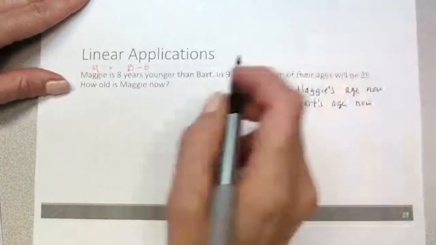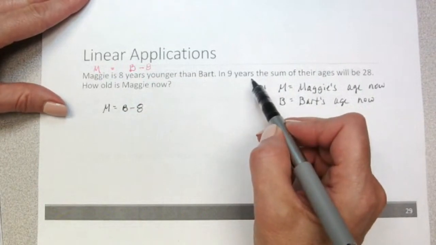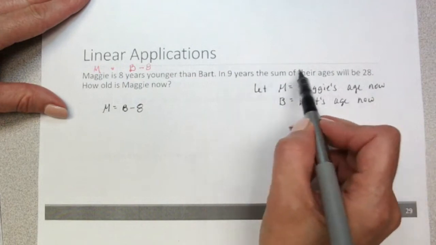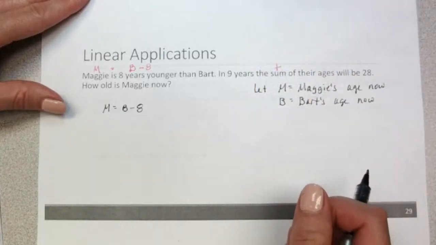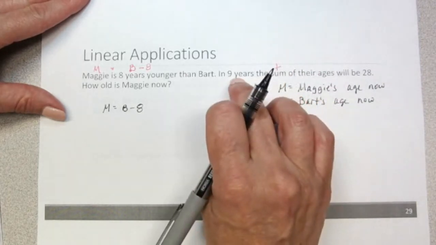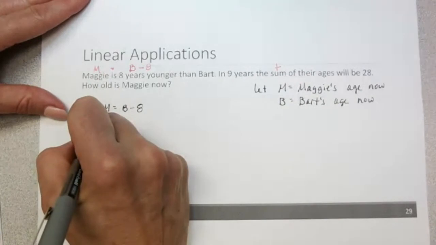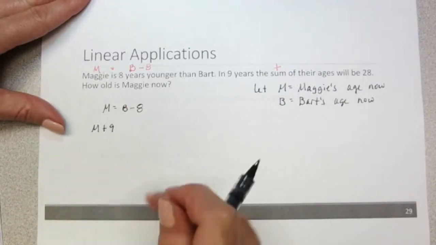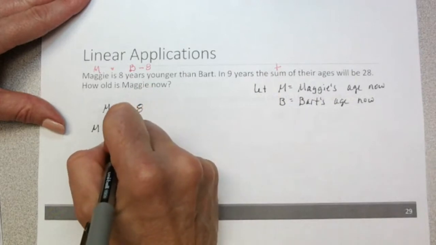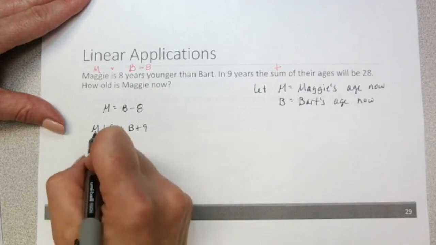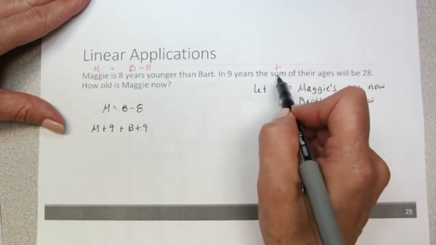Now, what else are they telling us here? We've got an algebra sentence: M equals B minus 8. What else is going on? It says in 9 years, the sum of their ages will be 28. The sum means we're going to add something. We're adding their ages in 9 years. Maggie's age now is M, so in 9 years it's going to be M plus 9. Bart's age right now is B, so in 9 years Bart's age is B plus 9. When we add them together, the sum is going to be 28.